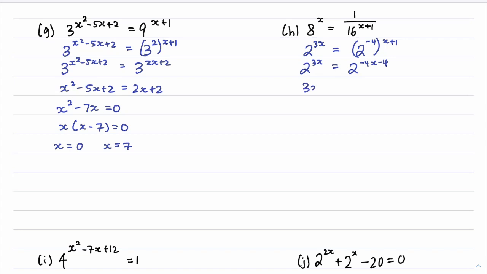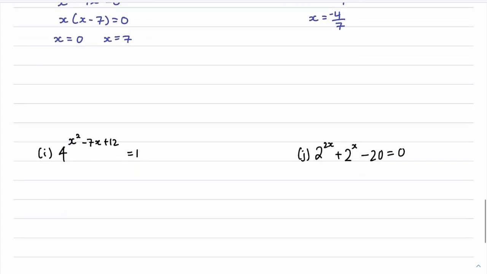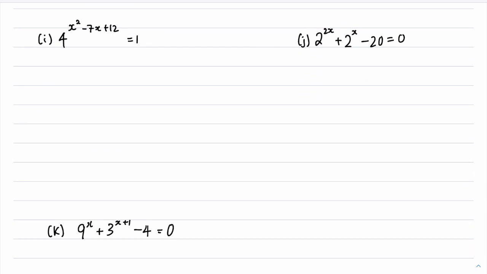Now that we have the same base on both sides, I can make their exponents equal. And we continue to solve for x. So we get x equals 4 over 7. Oh, there's a typo here. This should be a negative 4. Let's try that again, minus 4. So minus 4 over 7. All right, next question.